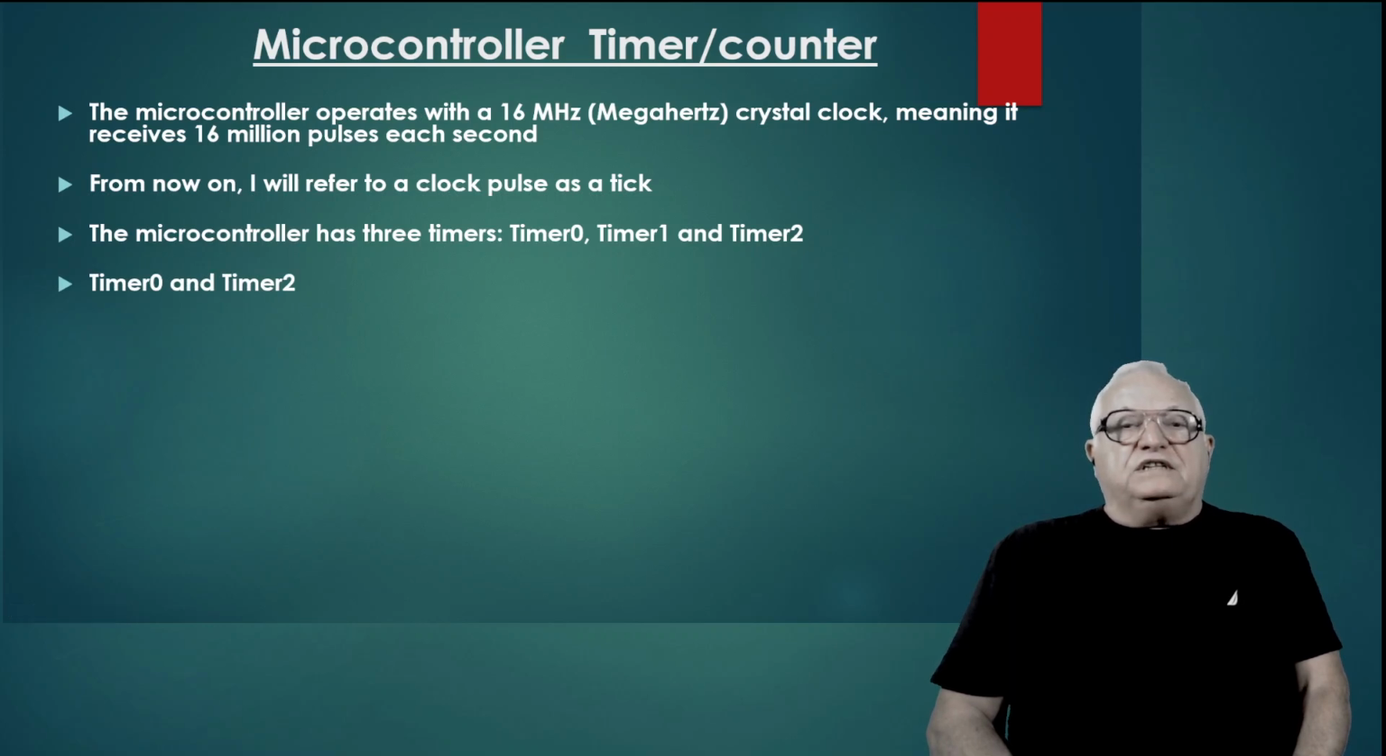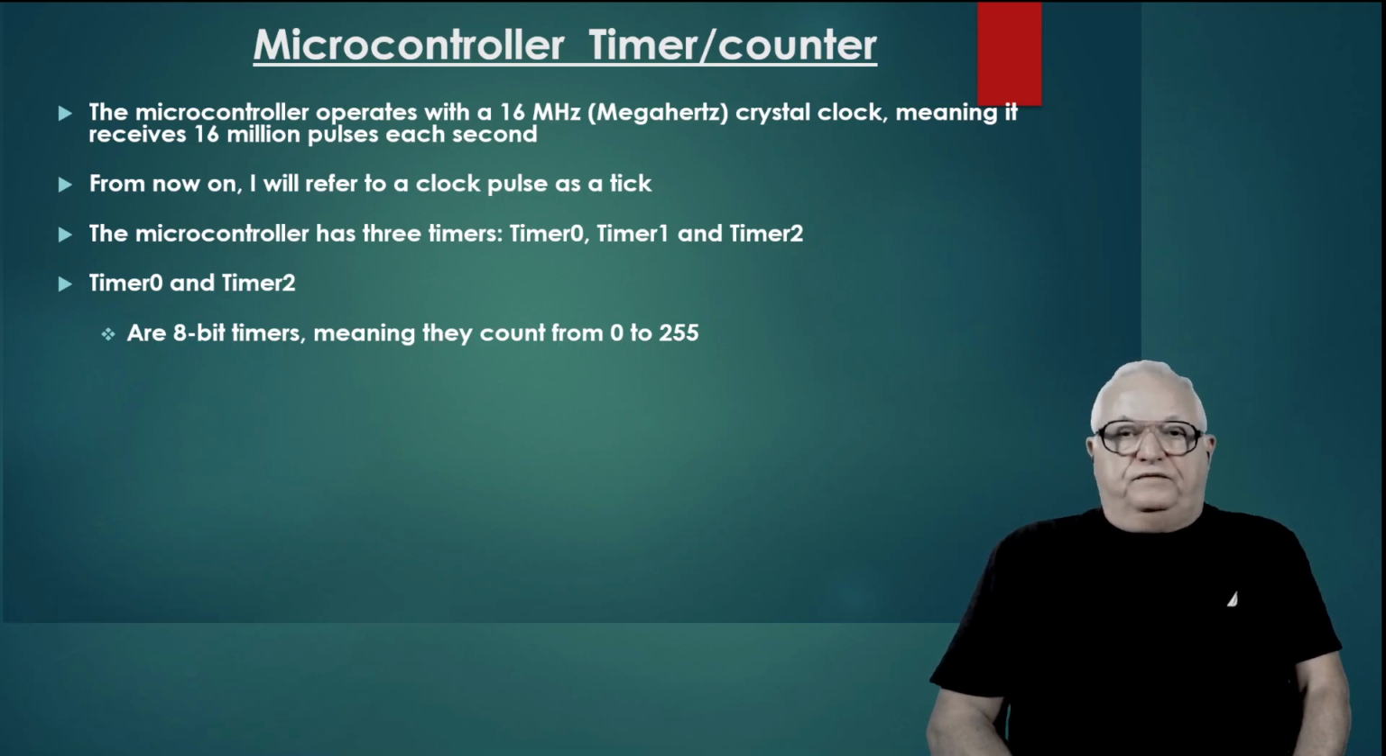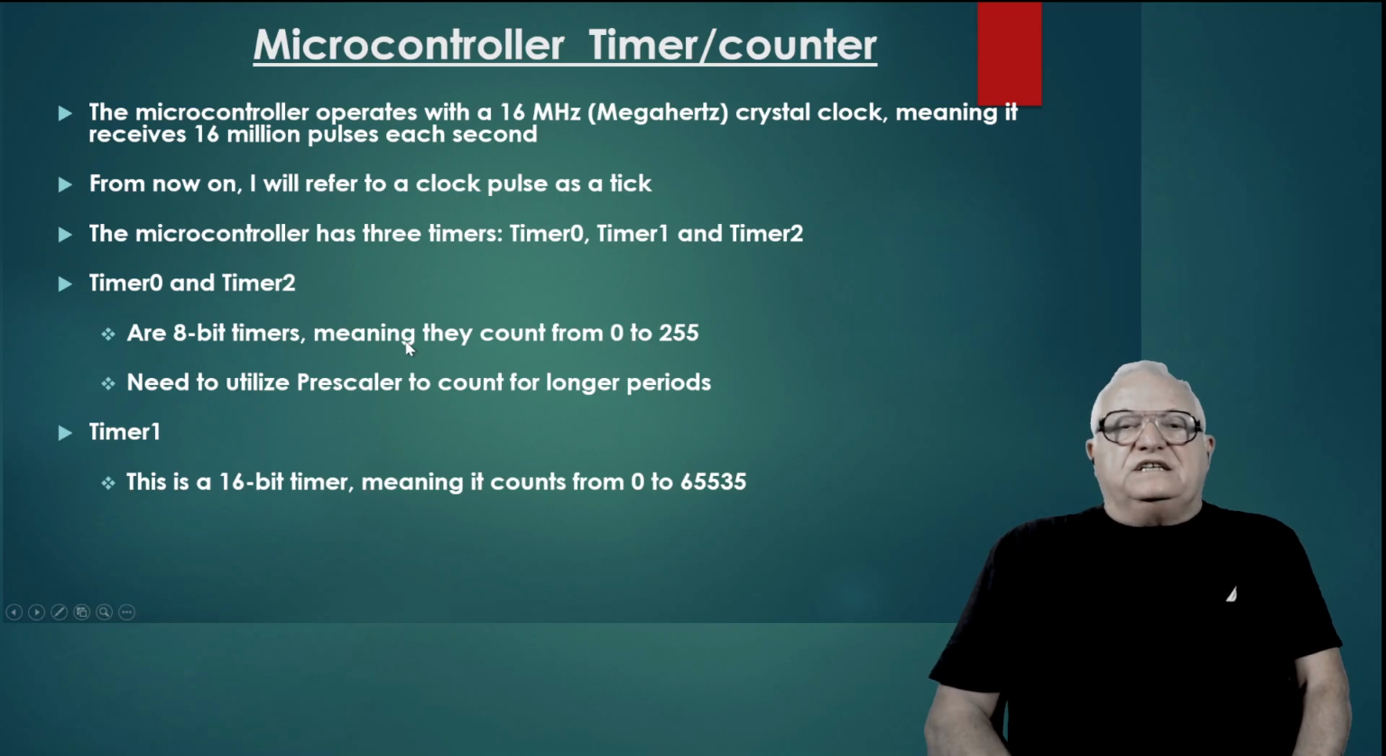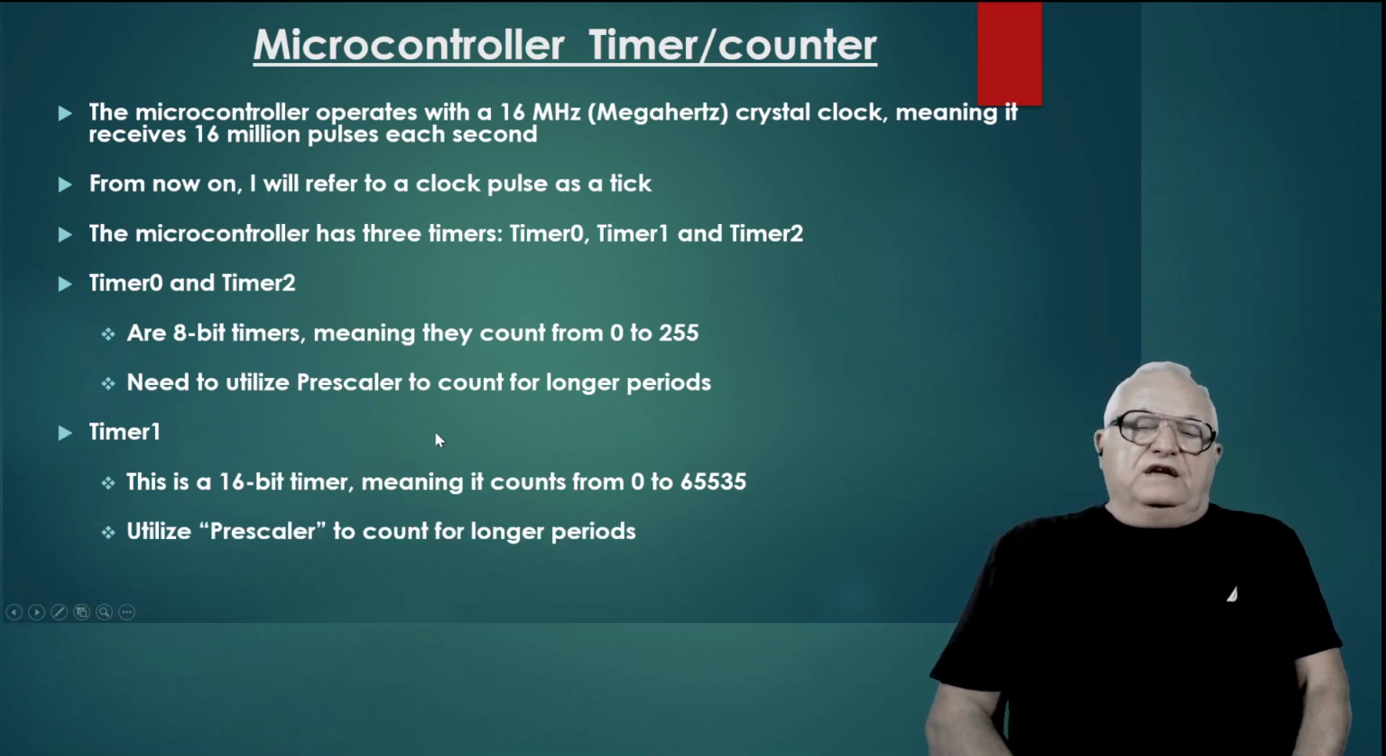Timer 0 and timer 2 are both 8-bit timers, meaning that they can count from 0 to 255. If you need to utilize larger numbers, then we're going to implement something called prescalers. Now, timer 1 is a 16-bit timer, meaning that it can count from 0 to 65,535. Again, if we need larger numbers, then we're going to have to figure out how to implement prescalers.